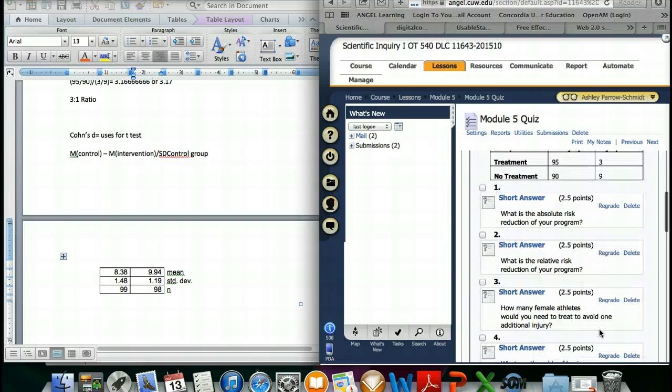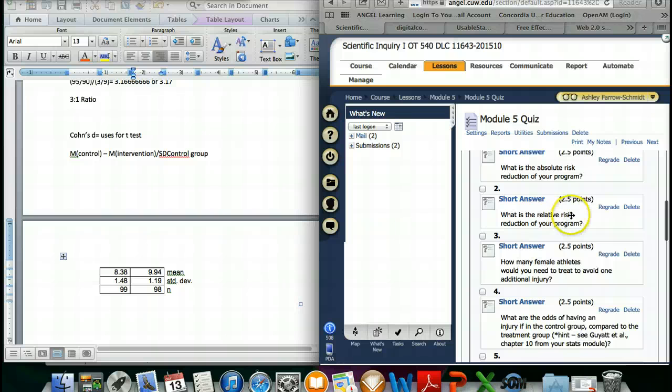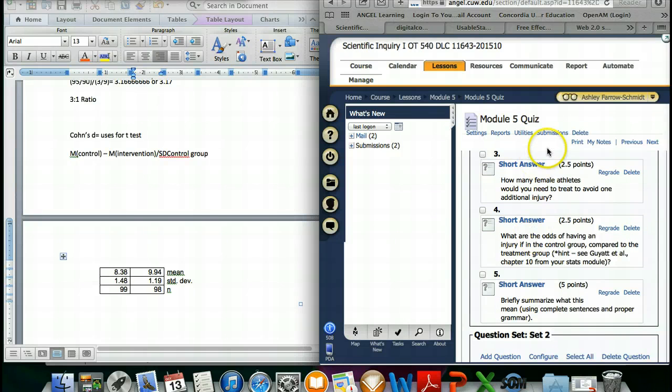So when you see the questions, just take the statistical part and automatically think calculation. If you see absolute risk reduction, know you need to calculate absolute risk reduction. If you see relative risk reduction, you need to calculate relative risk reduction. If you see something that says how many athletes would you need to treat to avoid one additional injury, know that that's the same thing as saying number needed to treat, because number needed to treat is the total number of individuals in a treatment group to avoid one bad outcome or one adverse event.